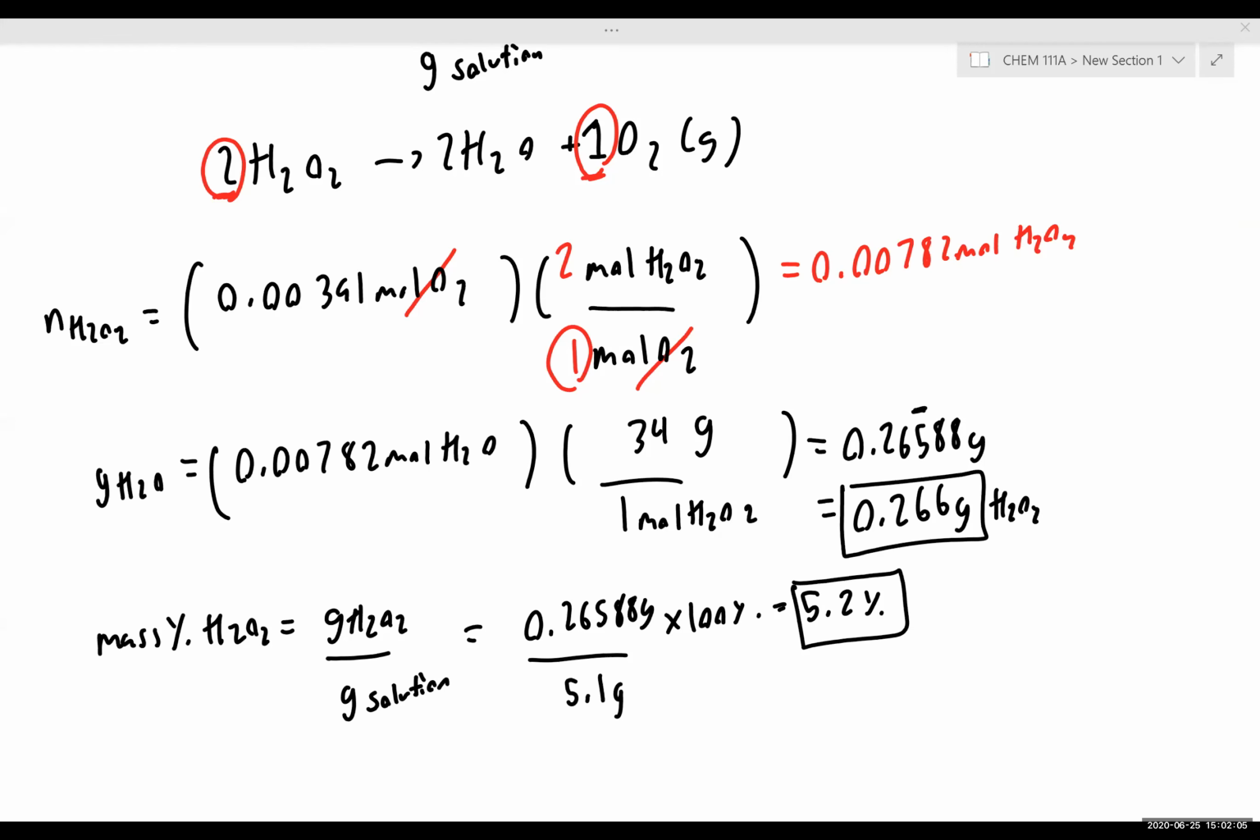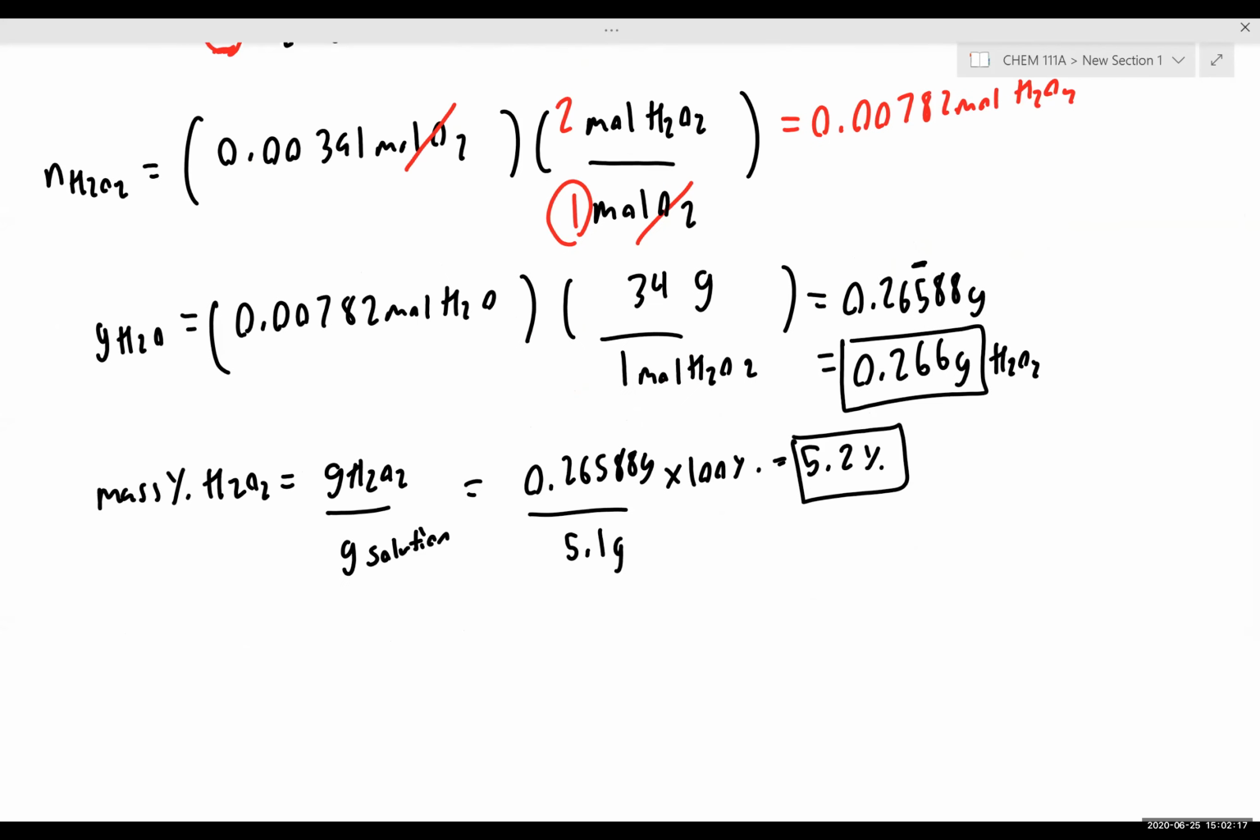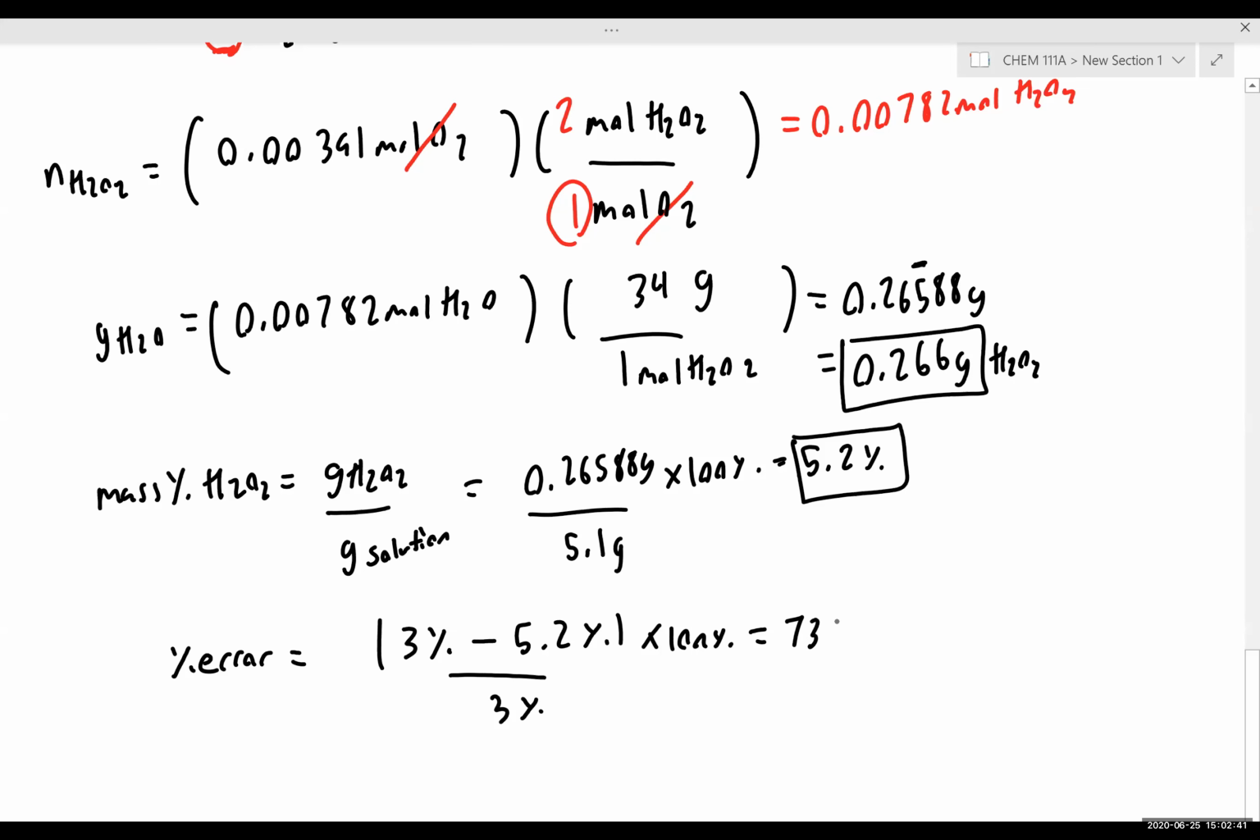Let me just check to see. So everything looks good from here. If we wanted to calculate a percent error, we'd take the literature value, which is 3%, minus our experimental value over the literature value, times 100%. And that in turn gives us a percent error of about 73%. So not the most accurate determination.